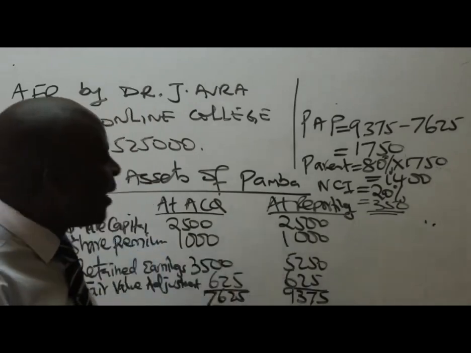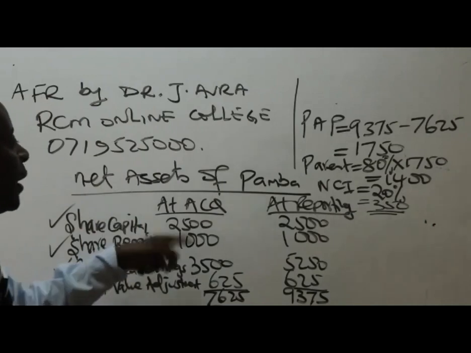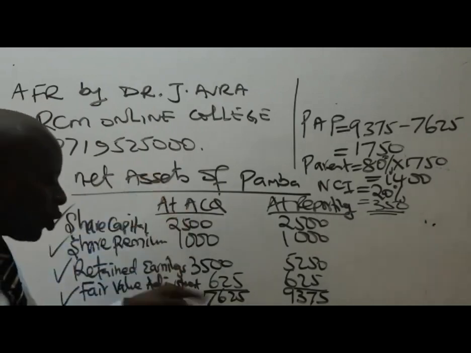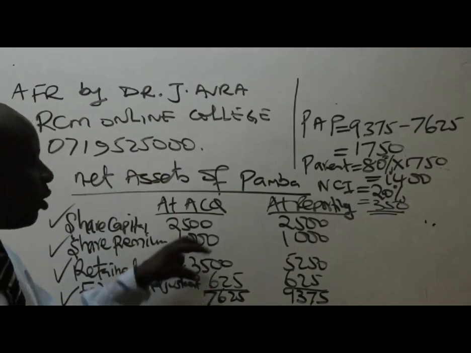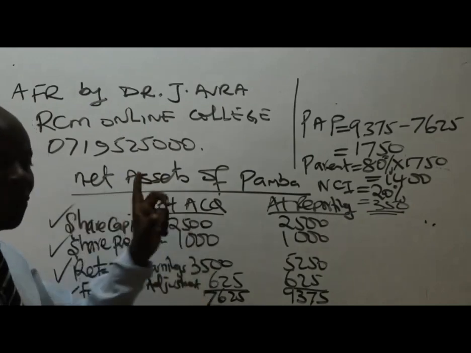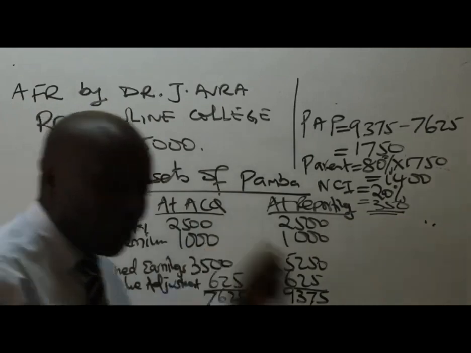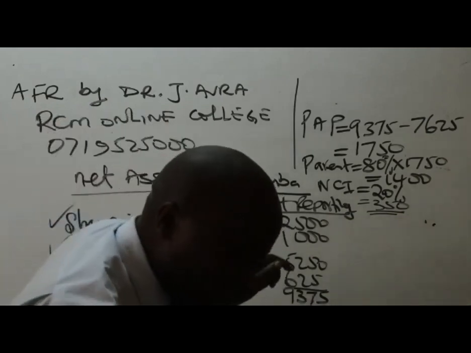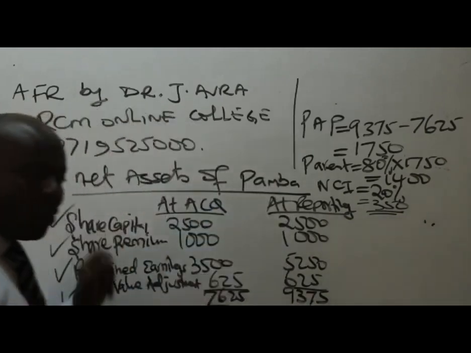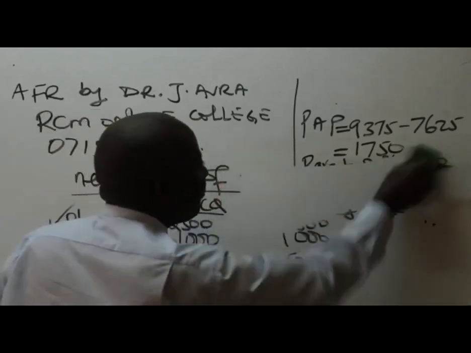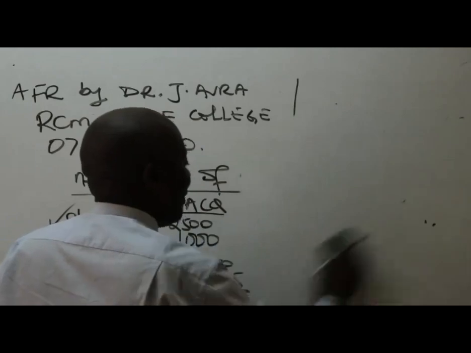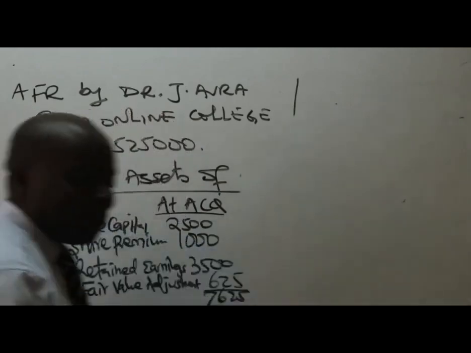Now, ladies and gentlemen, I would have gone to net assets straight away of Dafu, but because of my small board here, I would want to just compute the goodwill of Pamba. I finish with the goodwill of Pamba, and then I will go to Dafu, so that that can give me a chance to rub whatever I have here. So I would want to rub something small here, create some space here for goodwill computation.